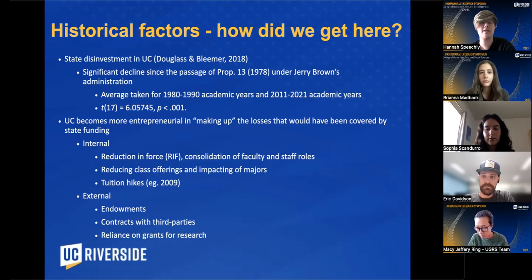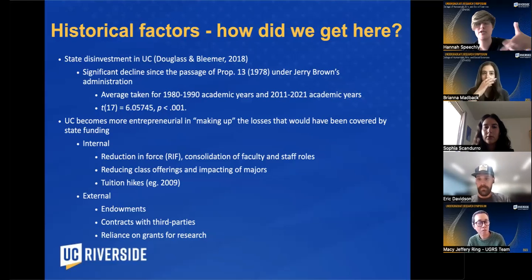And the external is diversification of revenue. So that could be endowments. You're looking at alumni donations, third-party donations, contracts with third parties for research like UC Berkeley.